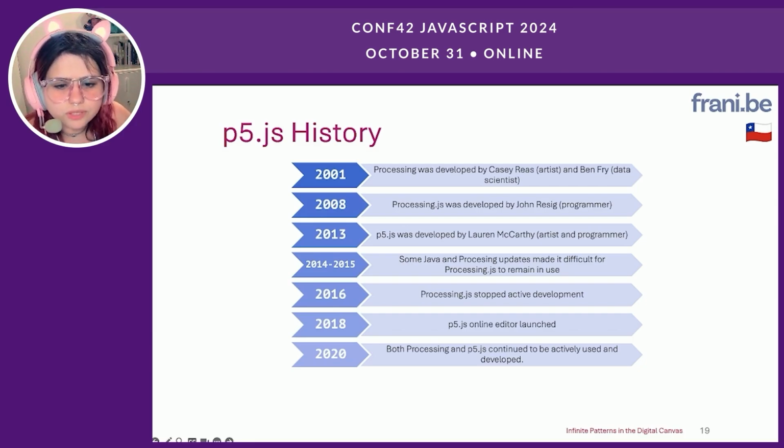In 2020, both Processing and p5.js continued to be actively used in development. Processing continued to evolve as a powerful tool for creative coding in Java, while p5.js thrived as its JavaScript counterpart for web-based projects. The ongoing development of both platforms ensured that they remain relevant and valuable resources for artists, designers, and programmers.